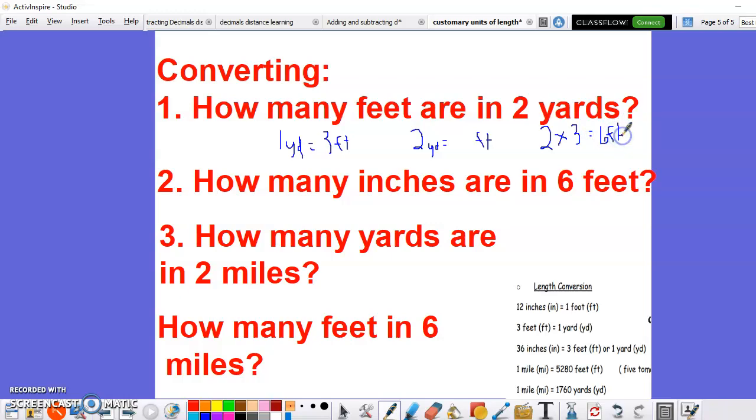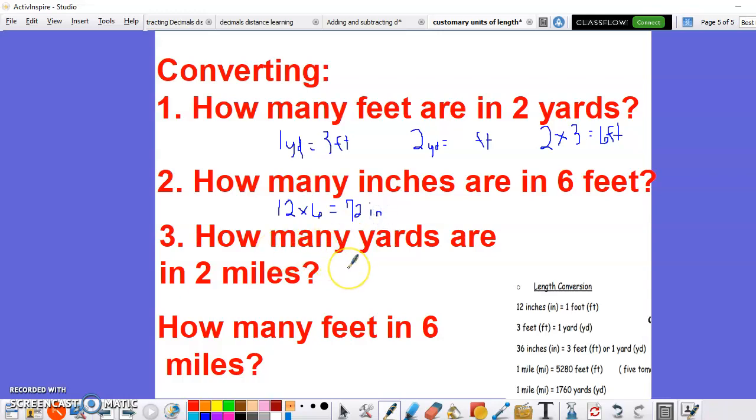All right. Our next question, how many inches are in 6 feet? So I know I'm going to go from inches to feet. There's 12 inches in 1 foot. And I'm looking for 6 feet. So I'm just going to multiply 12 inches per each foot times 6 feet. And that gives me 72 inches.